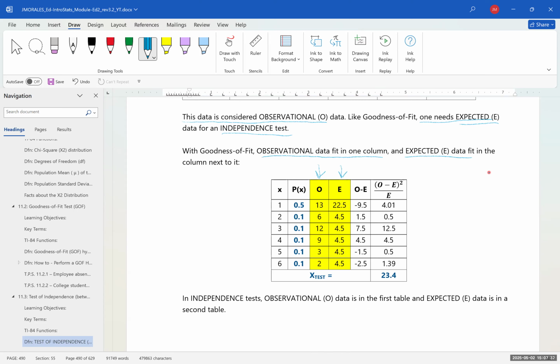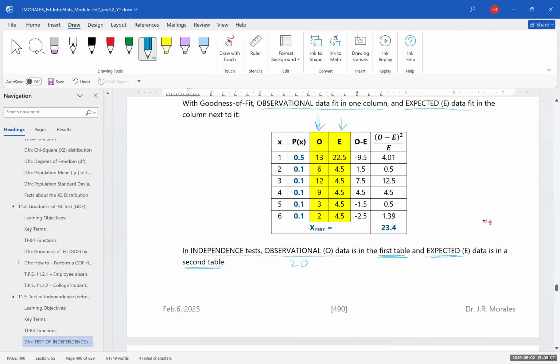But you see, these were each kind of one-dimensional, right? So they could fit down one list. And expected values were one-dimensional as well. But in independence tests, observational data is in the first table and expected data is in a second table. So observational data is now a two-dimensional data set. And I'm trying to figure out where my writing just disappeared to. Oh, there it is. And the expected data is also a two-dimensional table.